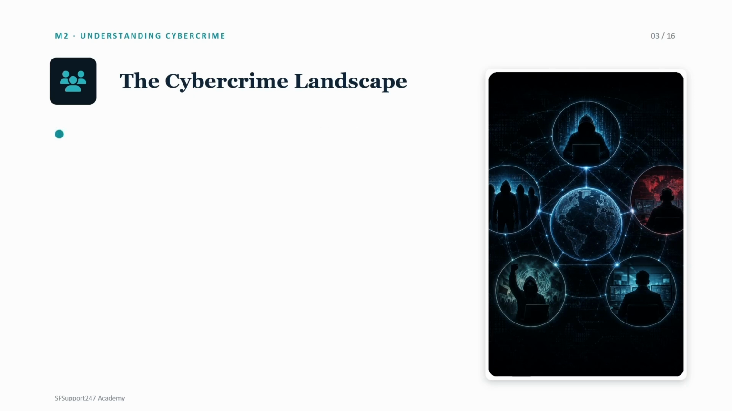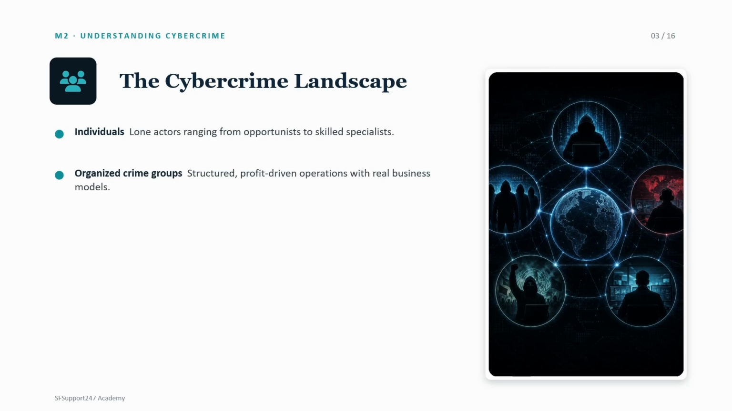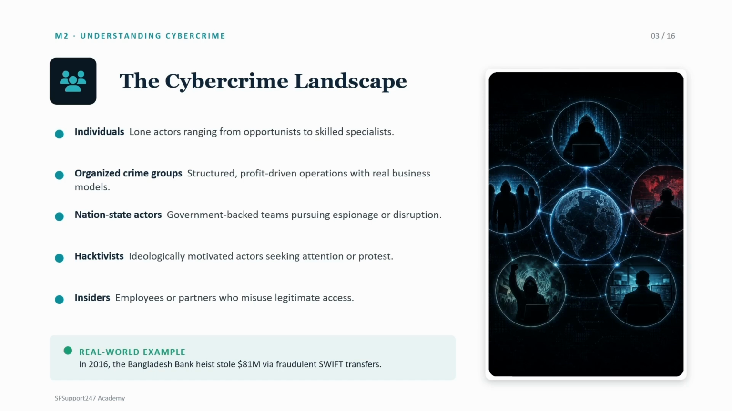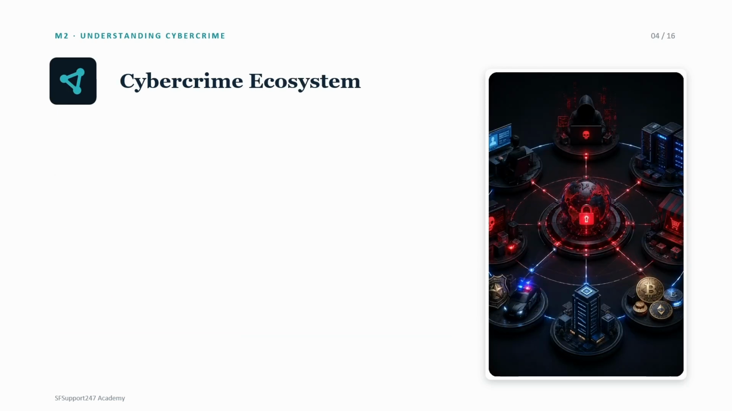The cybercrime landscape. If you look at the landscape, there are individuals who are lone actors. There are organized crime groups, structured and profit-driven. Nation-state actors are government-backed teams pursuing disruption or espionage. Hacktivists are ideologically motivated actors seeking attention or protest. Insiders are employees or partners who have access and misuse the information or the access. A good example is the 2016 Bangladesh Bank heist, where about $80 million was stolen.